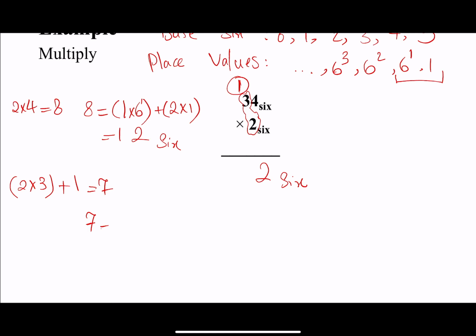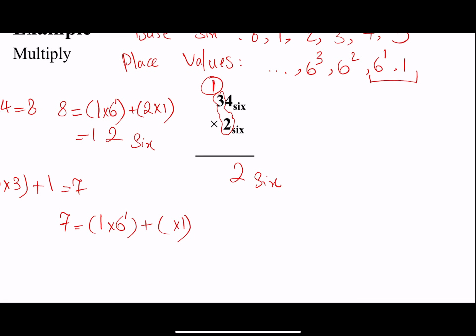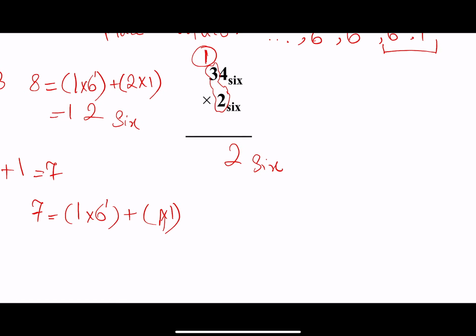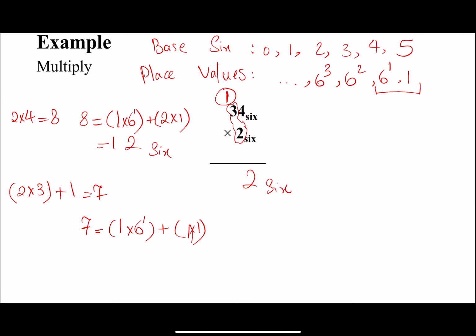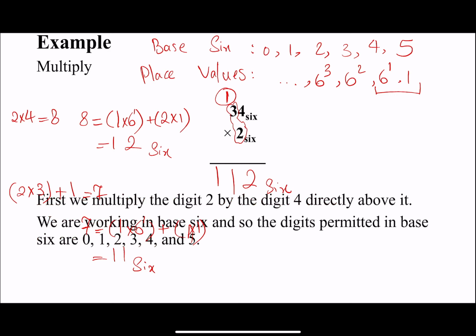Again, I choose the place values that are equal or less than 7, so it's 1 and 6. So I have to see how many groups of 6 and how many groups of 1 build up 7. Again, 1 group of 6. 1 times 6 is 6. I need 1 more, so 1 group of 1. So 7 is 1, 1, base 6. Here we go. So 3, 4, base 6 times 2, base 6, the result is 1, 1, 2, base 6.